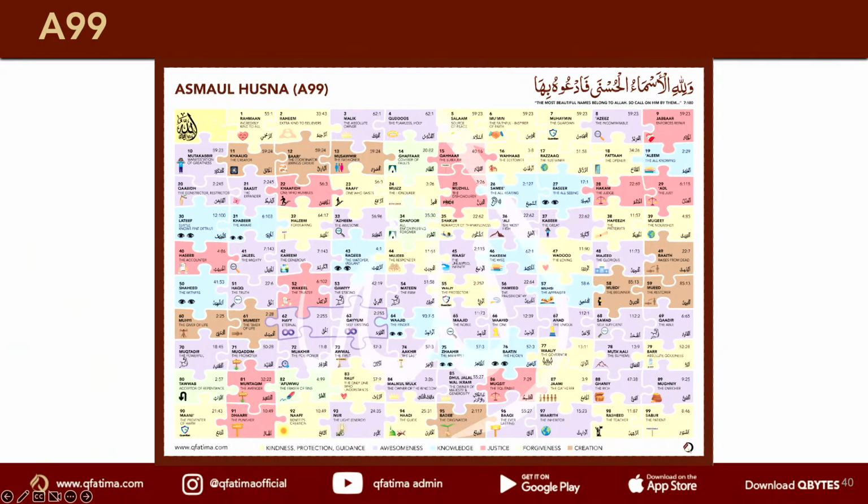Can you find Ra'uf for me, please? Come on, you have to look for it. It's in the 80s. Come on, Ishaq, you can do it. 83. So Rahman, Rahim, and Ra'uf are the 3 R's.